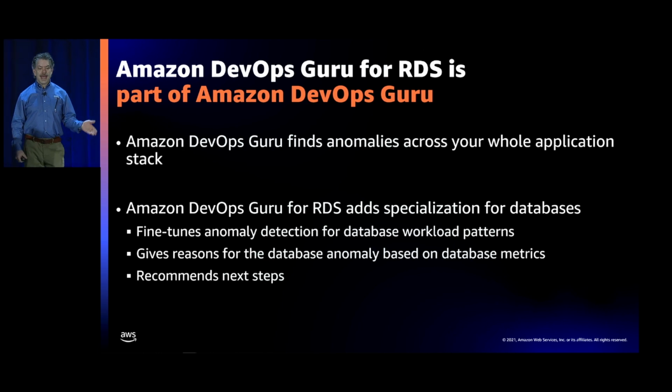DevOps Guru for RDS adds a few special things to raise the bar in DevOps Guru. First of all, it fine-tunes the anomaly detection for Aurora to accommodate the particular workload patterns of relational databases. Then, as we've mentioned before, it shows the customer the results of a database-specific analysis and recommendation process.